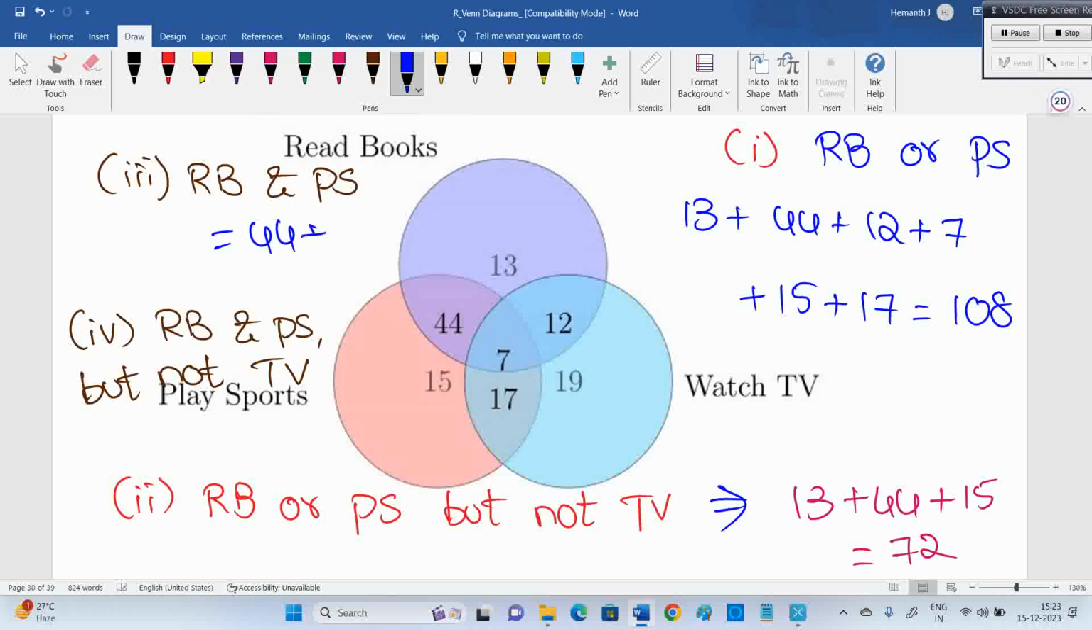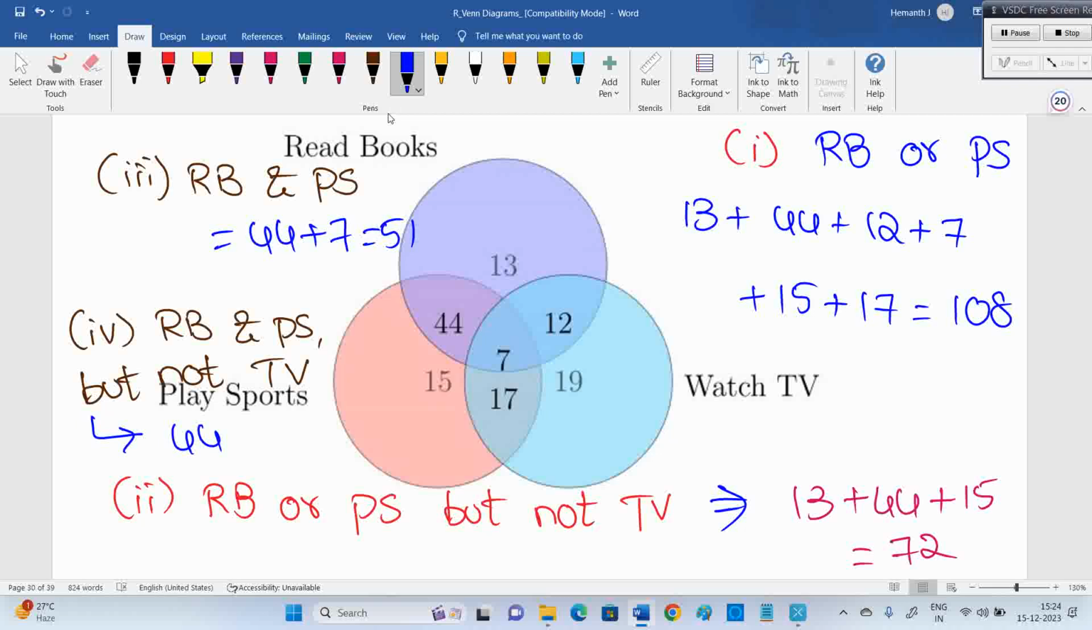44 plus 7, 51. Read books and play sports but not TV means 44. And means common area. Common area. But I don't want TV means don't involve 7. See the difference of all four questions at one go. You can see the diagram and four questions are there. Try to understand the difference.